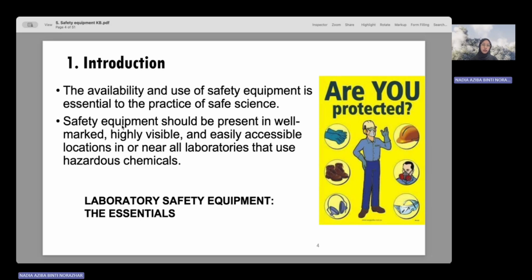For the introduction, the availability and use of safety equipment is essential to the practice of safe science. They should be present in well-marked, highly visible, and easily accessible locations in or near all laboratories that use hazardous chemicals. From this graph, we can already tell what the PPE required are. So we can see there is glove, safety shoes, ear cover, safety helmet, respirator, and also safety goggles. So these are the essentials of laboratory safety equipment.